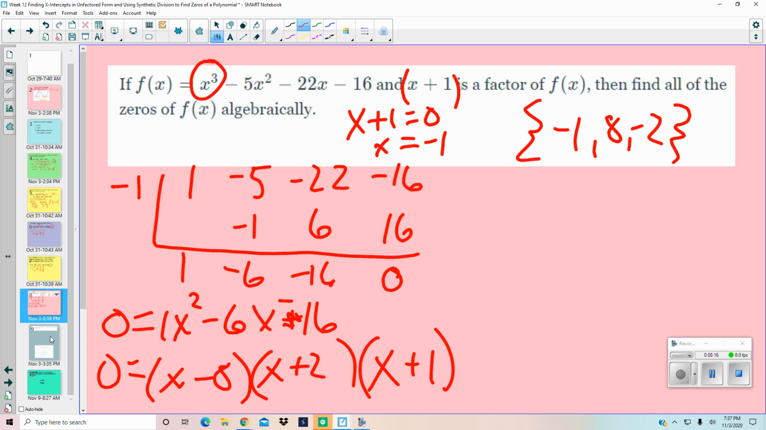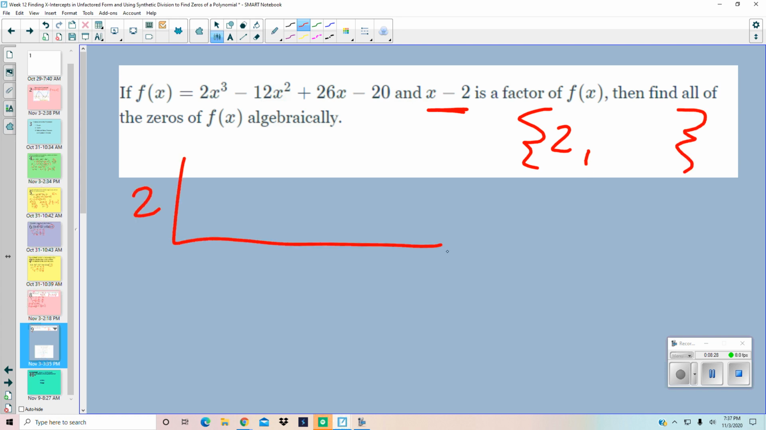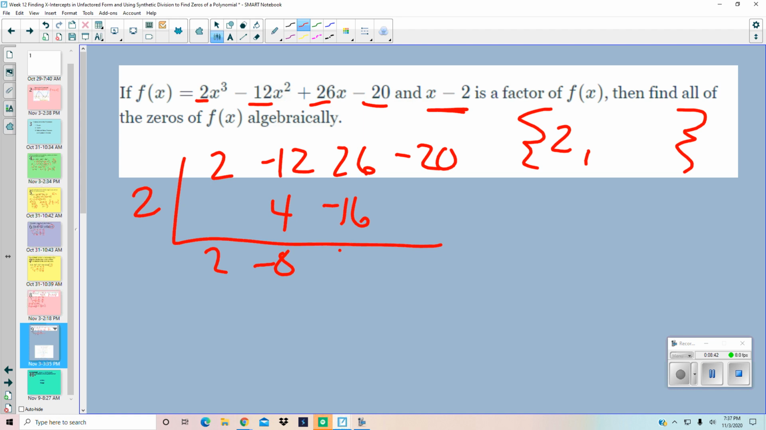I just want to do one more to make sure we're on the same page here. Okay, so x minus 2 is a factor, so that means I'm going to put 2 as one of the zeros and do synthetic division. 2, -12, 26, -20. I use each of those coefficients. Bring down the 2, I get 4, -8, -16, 10, 20, 0. So now I have 2x squared minus 8x plus 10.